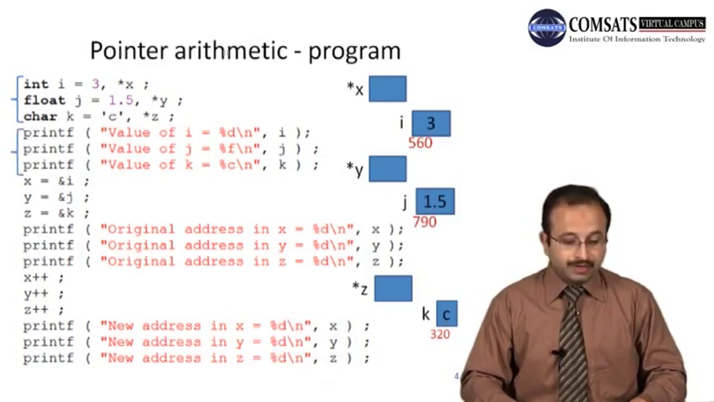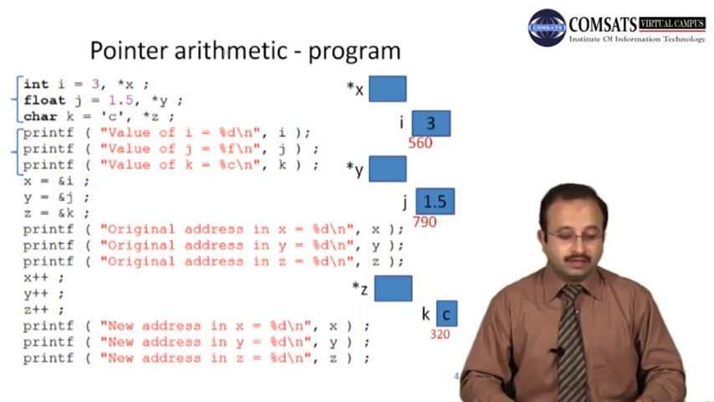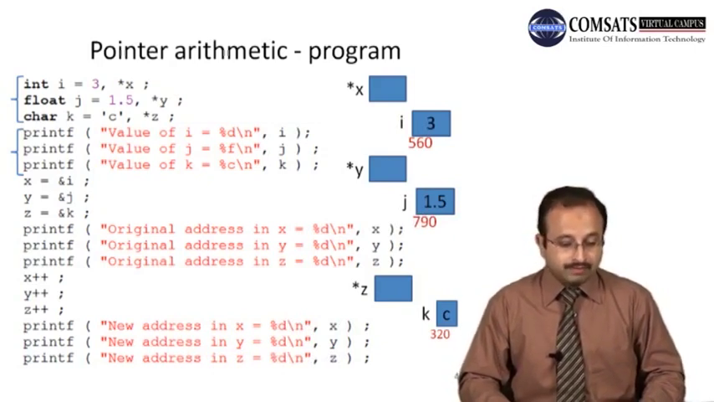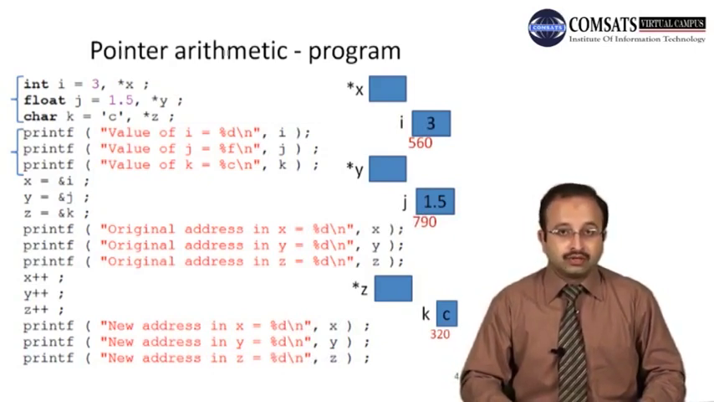Then we have 3 printf statements. Isme I, J aur K ki value print ho jayegi. So the value of I is 3, value of J is 1.5 and value of K is C. So these 3 values will be printed on the screen.